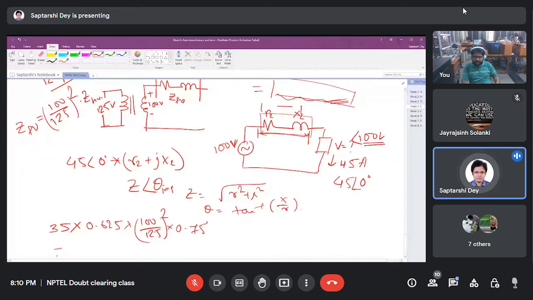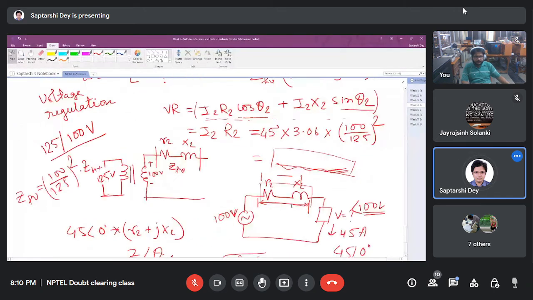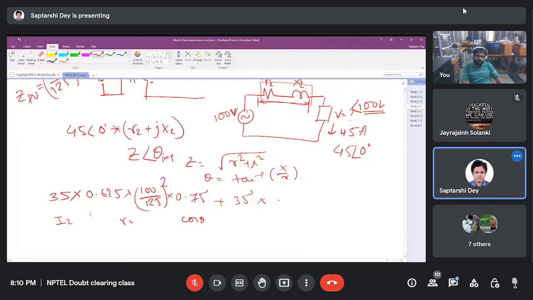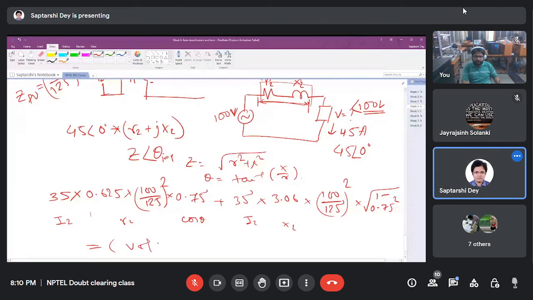What we are doing is I2 R2 cos theta plus I2 X2, X is 3.06 into 100 by 125 squared, so I2 X2 into sin theta. Sin theta will be the square root of 1 minus 0.75 squared. So whatever you get, that will be the voltage drop, the voltage regulation.